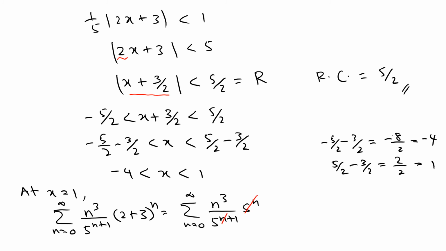So that means you can write this one as, we pull 1/5 out, the sum from n equals 0 to infinity of n cubed. By the divergence test, this diverges because n cubed grows indefinitely. This simply goes to infinity, so it diverges. That means x equal 1 is not in the interval of convergence.